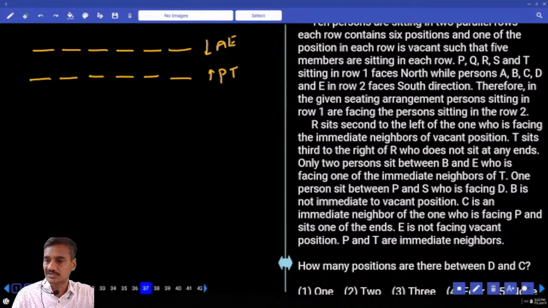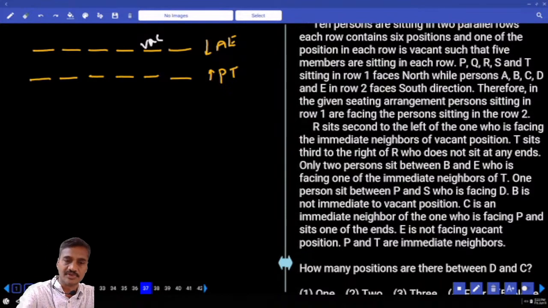Then, R sits second to the left of the one who is facing the immediate neighbors of a vacant position. Now there is a vacant position. R sits second to the left. Now vacant position. Now can you take this as vacant or not? Because this vacant is having 2 neighbors, immediate neighbors. Now if this is vacant, then R sits second to the left. Opposite R will be here, that is 1.